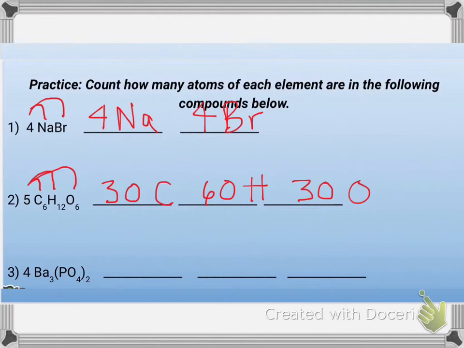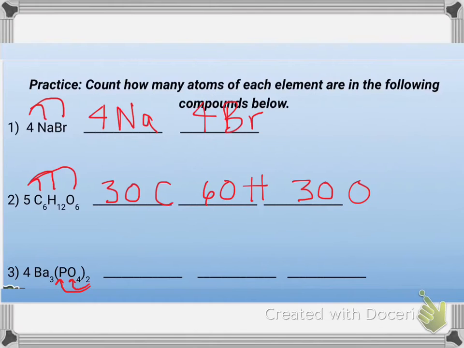Now for the last example, something should stick out to you, and that is the parentheses outside of the phosphate. Okay, so before we do anything with the coefficient, we need to go ahead and distribute the subscript that is on the outside of the phosphate. Okay, so I'm going to multiply 2 times the oxygens and 2 times the phosphorus. Okay, so this 2 is going to distribute to everything inside the parentheses, okay? Then at the very end, I'm going to incorporate the coefficient.